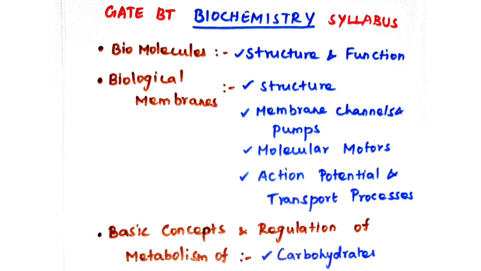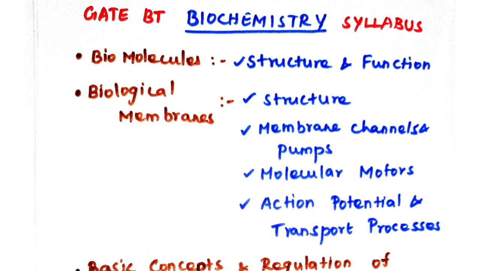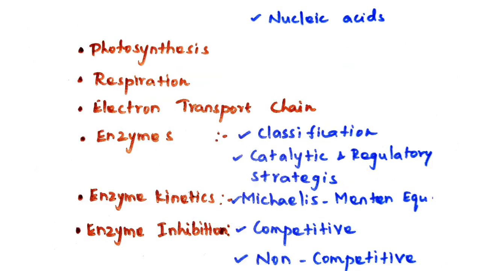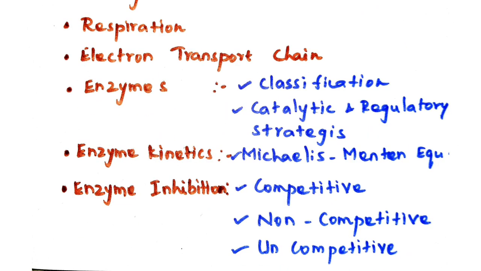This is your biochemistry GATE syllabus. Here you will have biomolecules, structure and function, biological membranes, structure, membrane channels and pumps, molecular motors, action potential and transport processes, then basic concepts, regulation and metabolism of carbohydrates, lipids, amino acids, nucleic acids, photosynthesis, respiration, electron transport chain. Enzymes also come in the biochemistry syllabus.